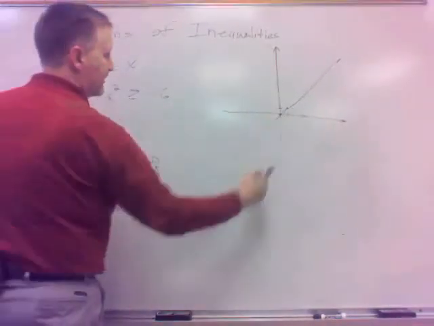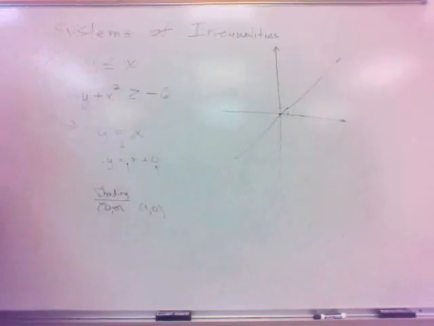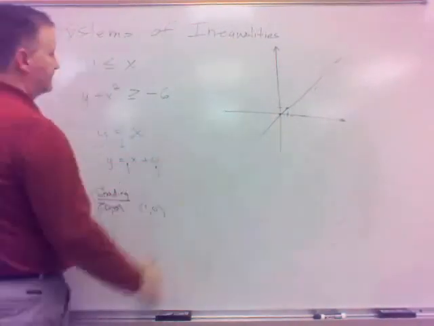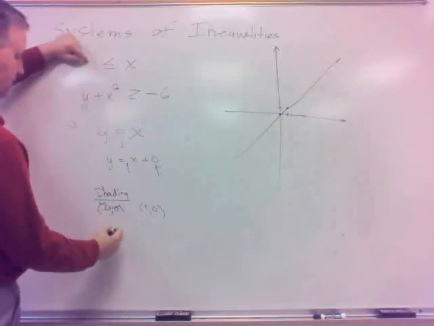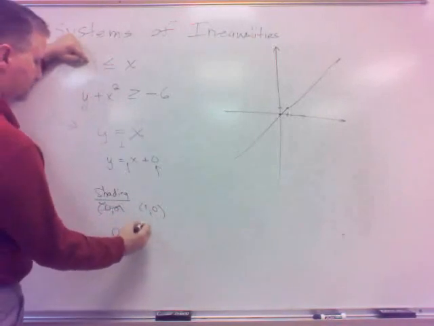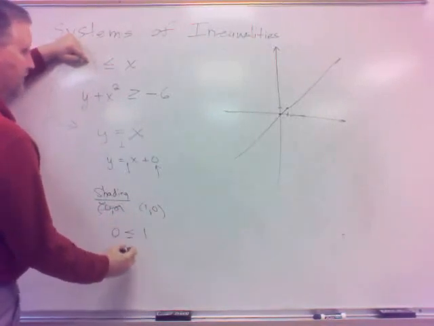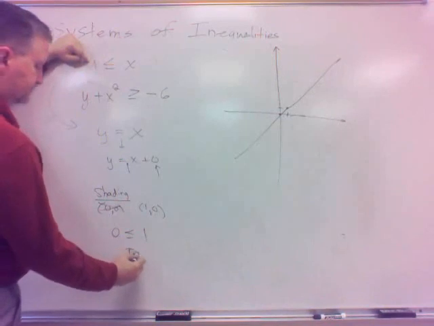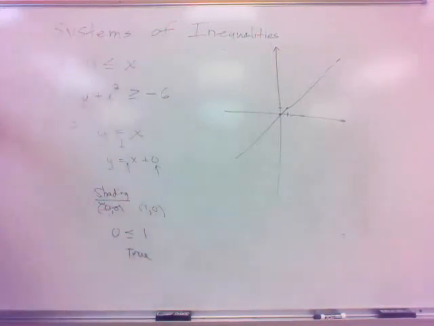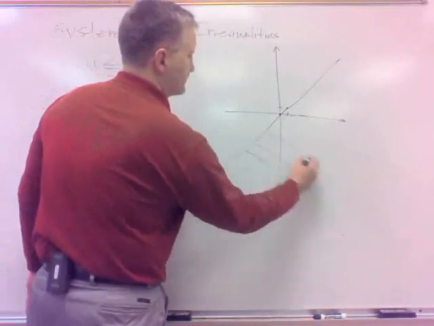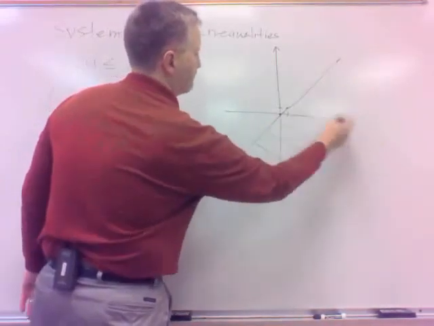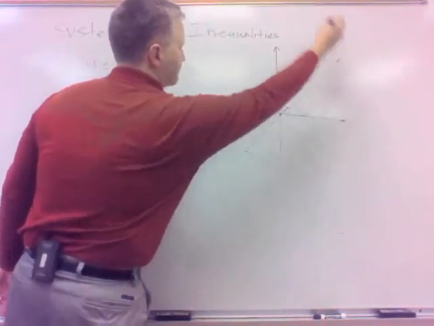But 1, 0 down here. Something other than 0, 0, something not on the line. So if I check x is 1, y is 0, that is true, isn't it? That would work. So 1, 0 works, so I'd be shading all of this down through here. Okay?